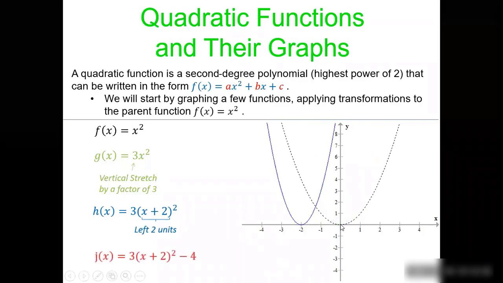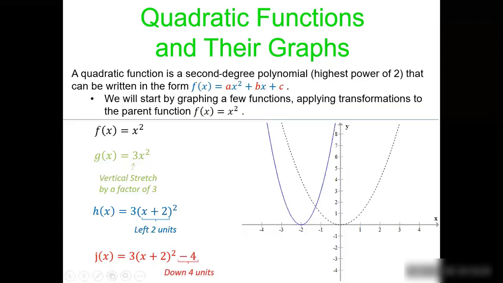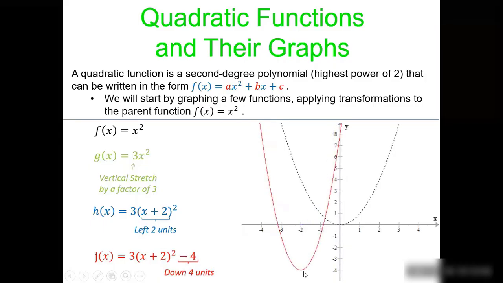But what if we were to now take one last step and take a look at this vertical shift, which moves me down 4 units? So we're going to take this blue graph and now just take 4 units away from all of the outputs, which is going to now take this vertex and move it down 4 units.